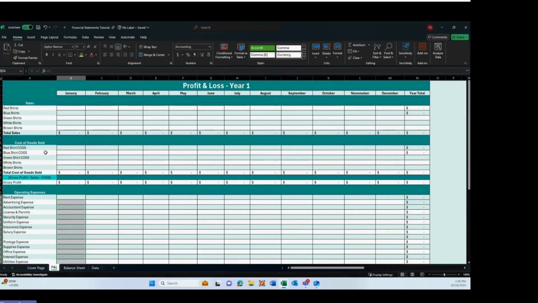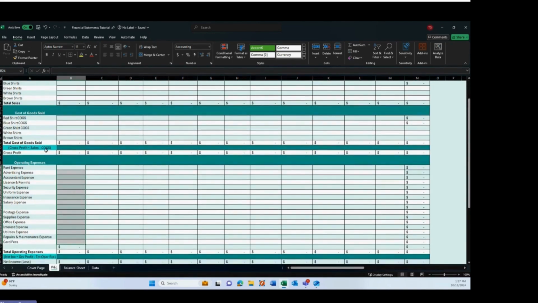Now, if you're in a service-based industry, let's just say you're in trucking or you do haircuts or anything that's service-based where you're not selling a product, you're not going to have anything to put in cost of goods sold. So you can just forget about this part of the income statement or the profit and loss statement.